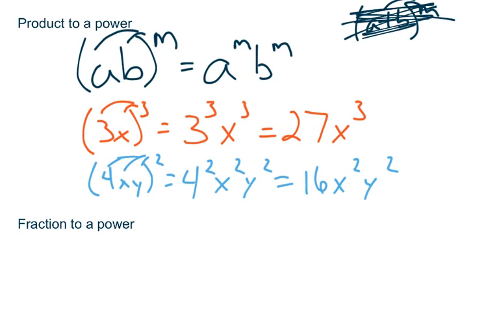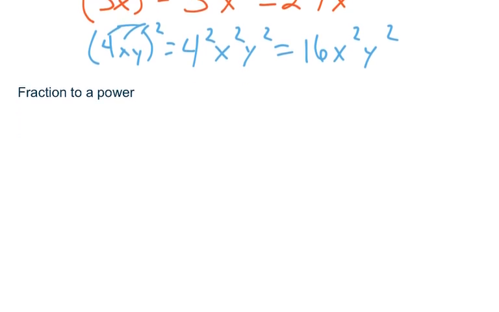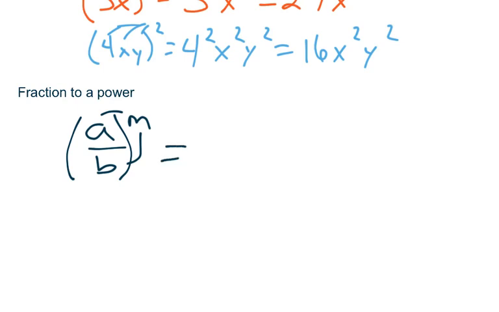The last exponent property is fraction to a power, and that one looks even more like it sounds. We have a fraction, raised to a power. Again, just like product to a power, this is your second chance to distribute an exponent, but these are the only two times you get to do that. So this will be a to the m over b to the m.